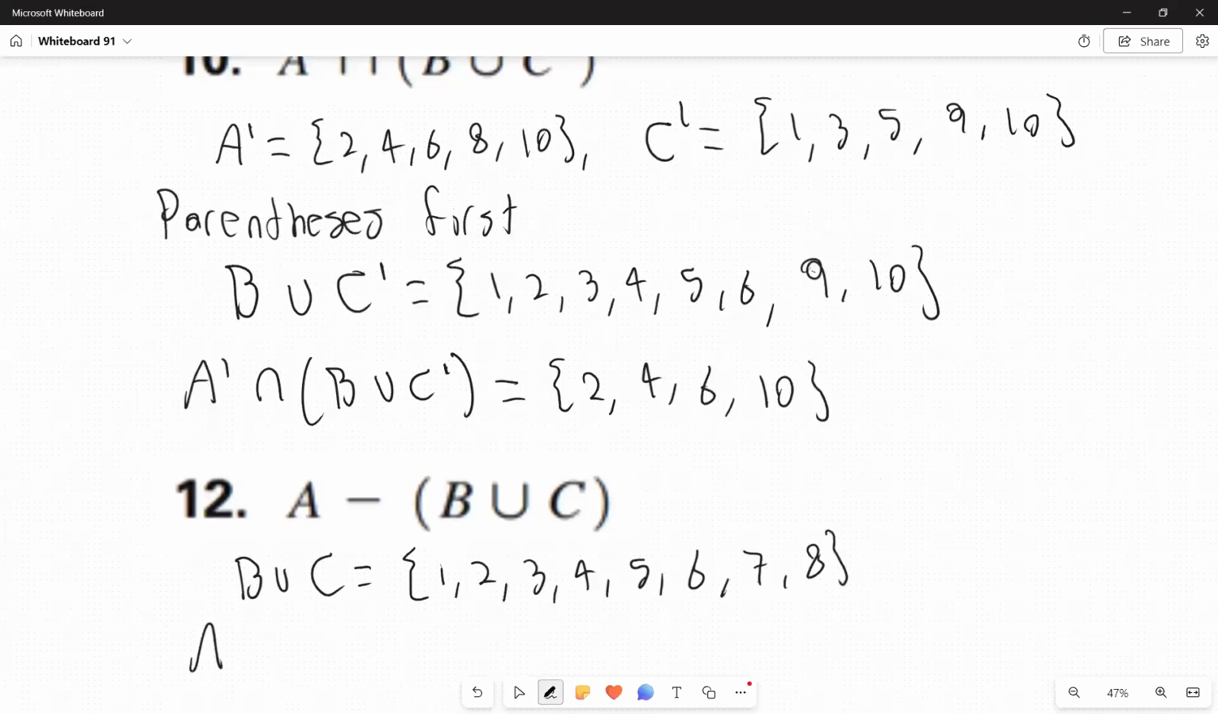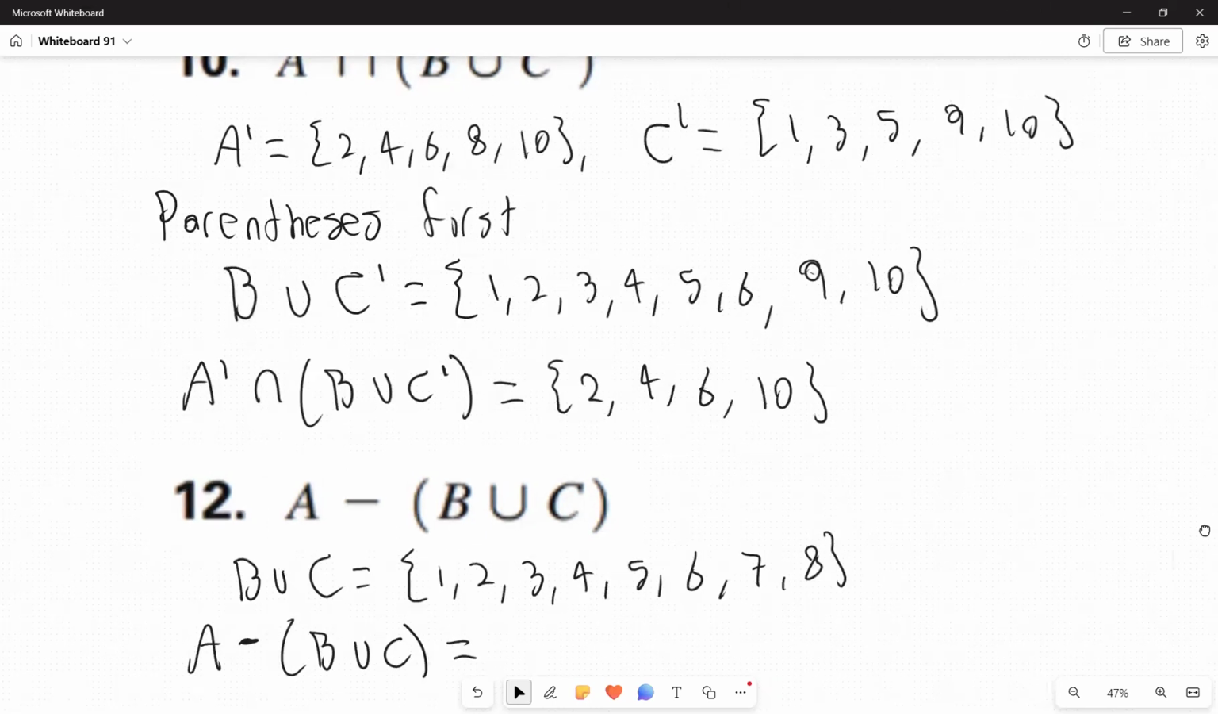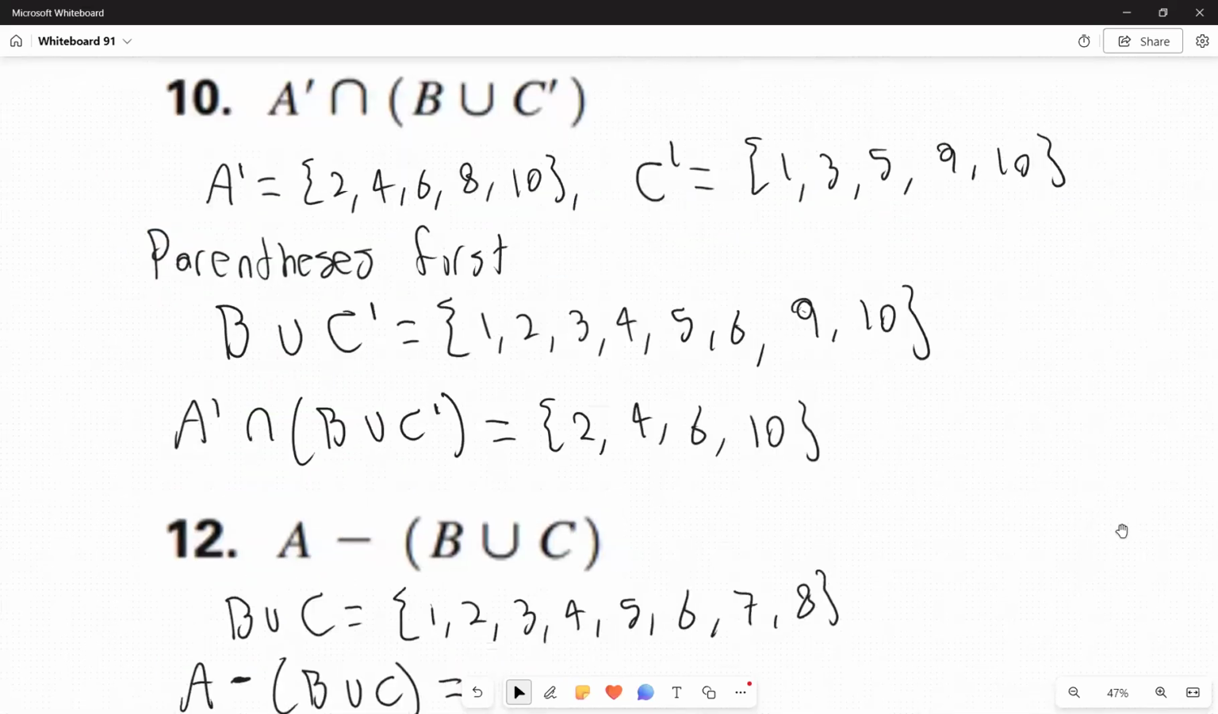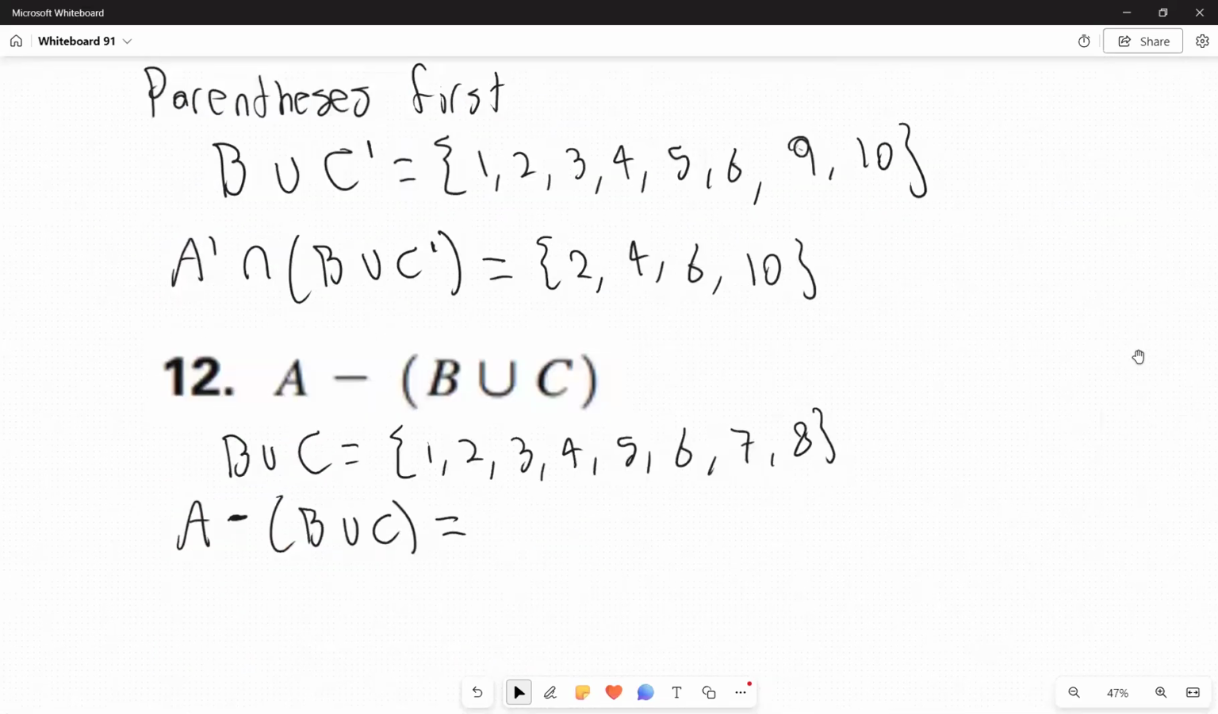So A minus B union C. Those are the elements of A that are not in B union C. And A consists of the elements 1, 3, 5, 7, and 9. So the only element of A that is not in the union of B and C is 9. Remember that A was the set of odd integers between 1 and 9.